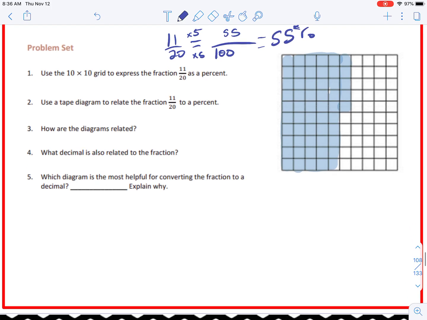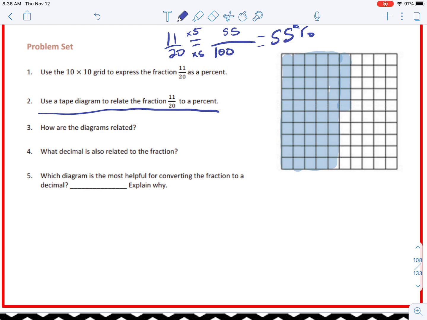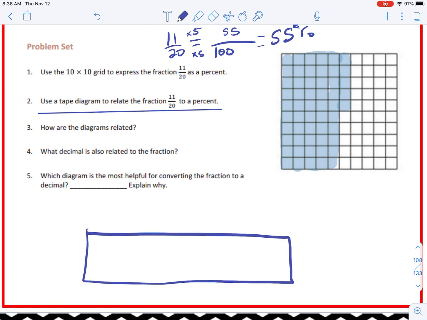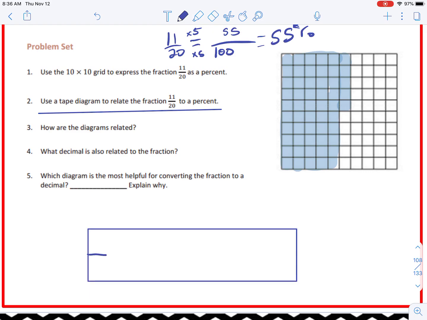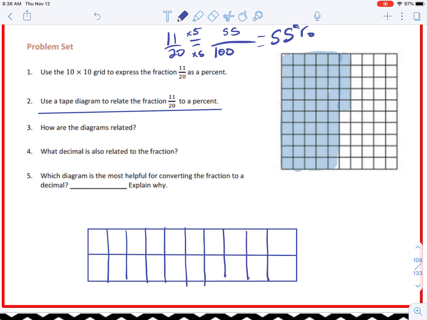It says use a tape diagram to relate the fraction 11/20ths to a percent. So I'm going to make a double tape diagram. I'm going to cut it in half. Then I'm going to cut it into 10 pieces. Then I'm going to shade 11 of those 20 pieces. And then now we are complete.